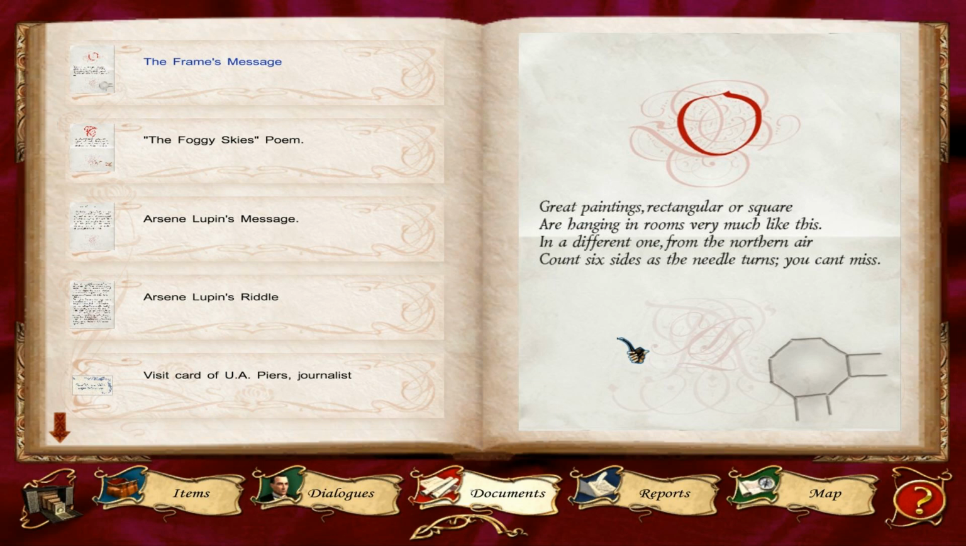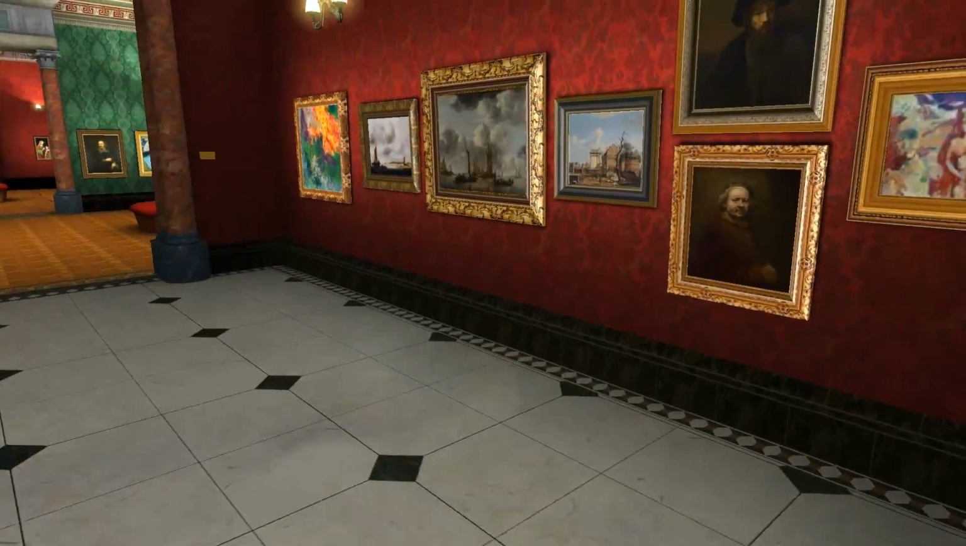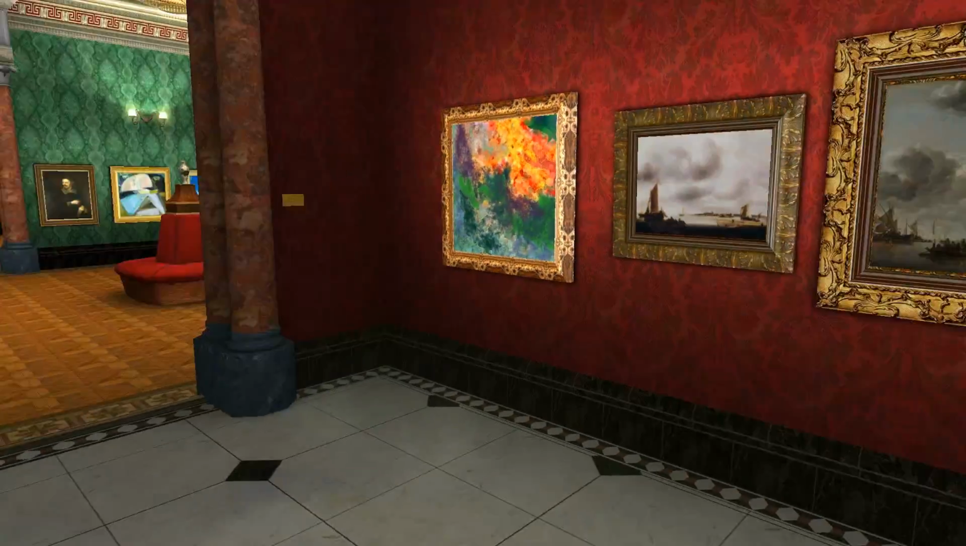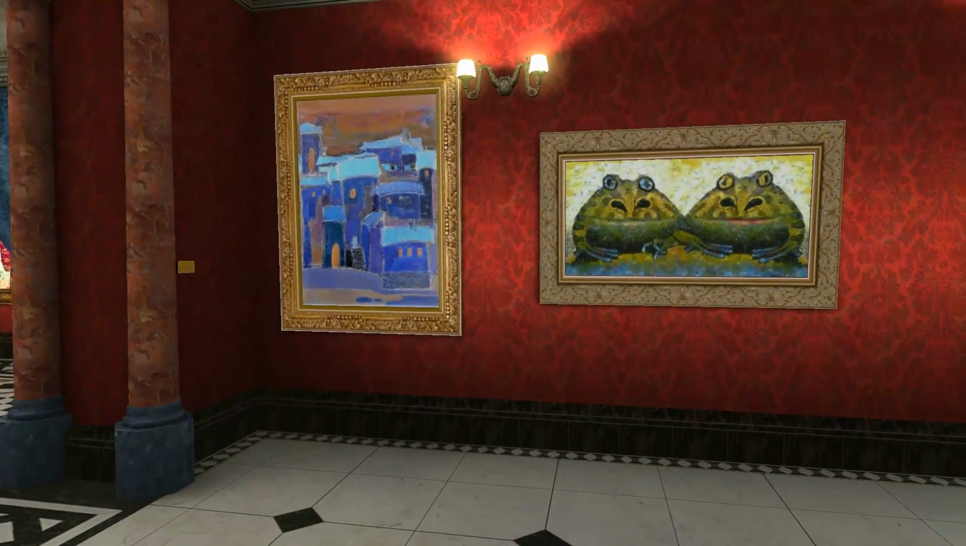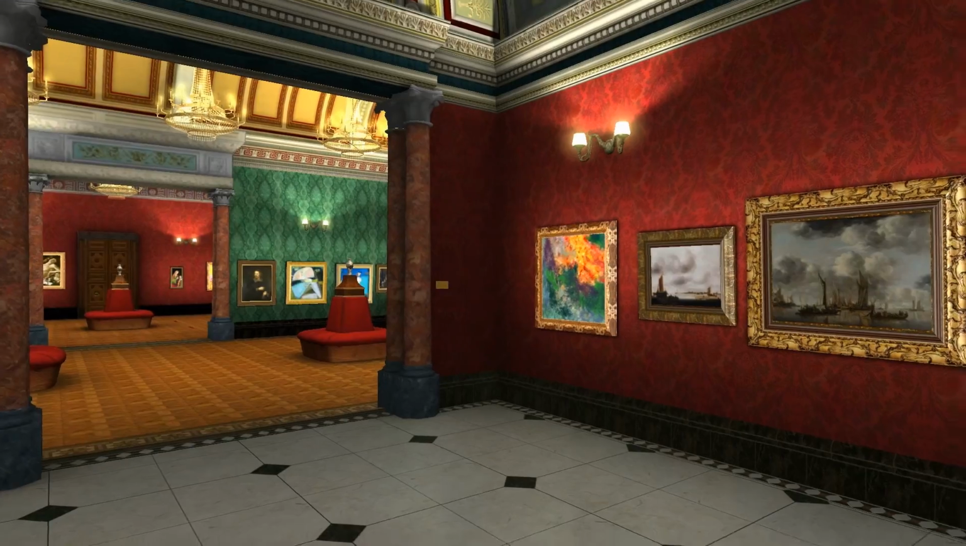Call centres are fun. Right, great paintings, rectangular or square, are hanging in rooms very much like this. In a different one, from the northern air, count 6 sides. As the needle turns, you can't miss. So it sounds like once we're in, we should just be like 1, 2, 3, 4, 5, 6. Like that. If that's the northern air. What horrors. But these aren't right.